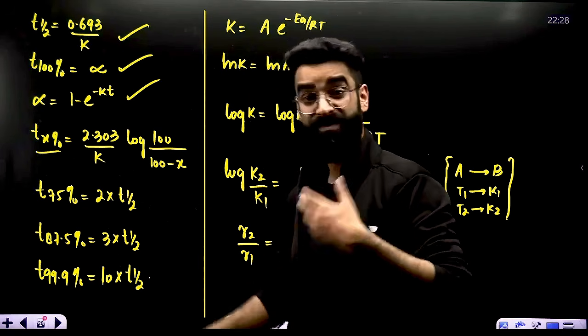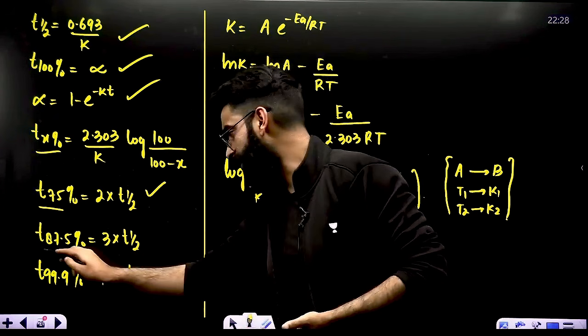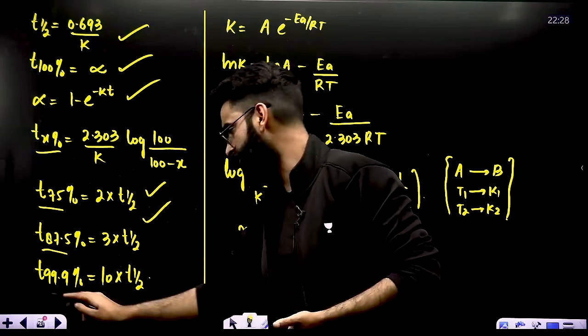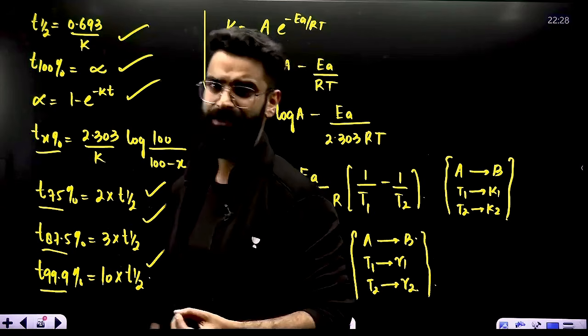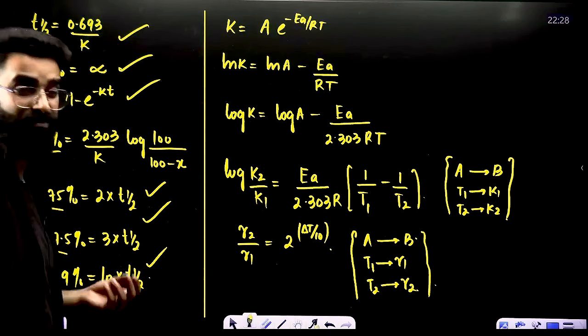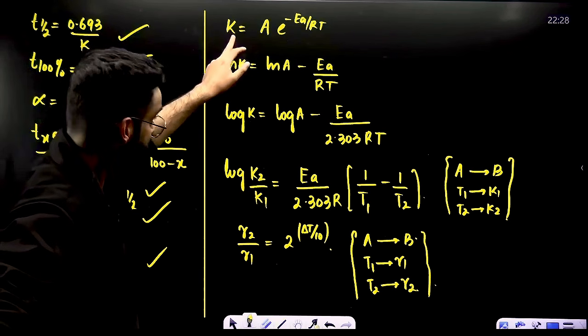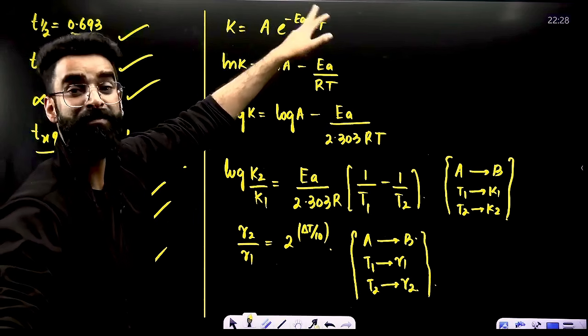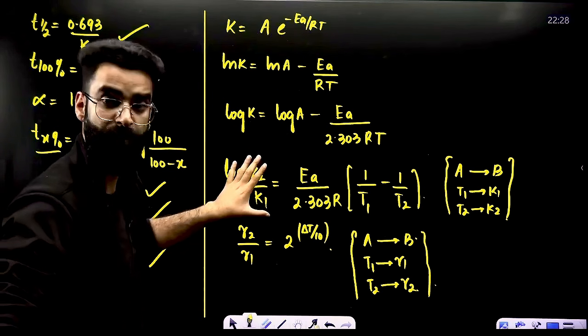Time taken to complete X% of the reaction. Similarly, time taken to complete 75% of the reaction. Time taken to complete 87.5% of the reaction. Time taken to complete 99% of the first order reaction. All these are important, with the help of which you can solve questions in much less time. Then, rate constant is equal to A e raised to power minus Ea by RT, your Arrhenius equation. And these are different formats of your Arrhenius equation.